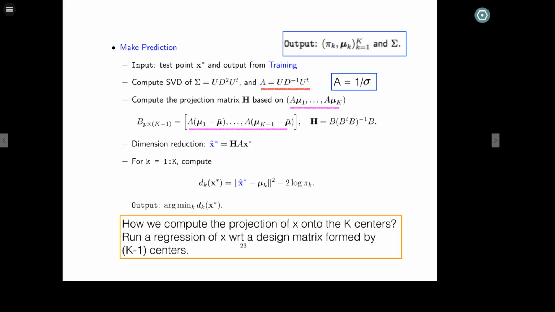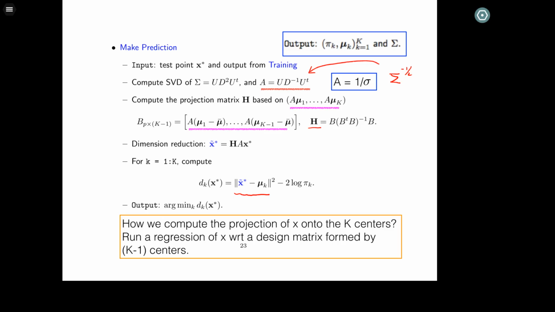But in the matrix version, we do something like sigma minus a half, which is basically the A matrix. And then we apply that A transformation on all the data points, and then we calculate the projection matrix, how to project data to that space spanned by those K centers, and then operate our LDA in that reduced space.